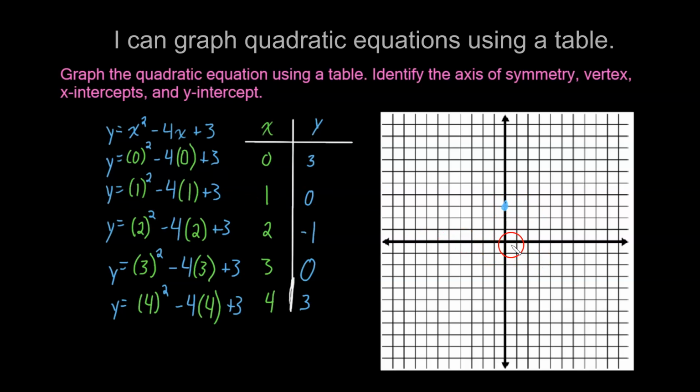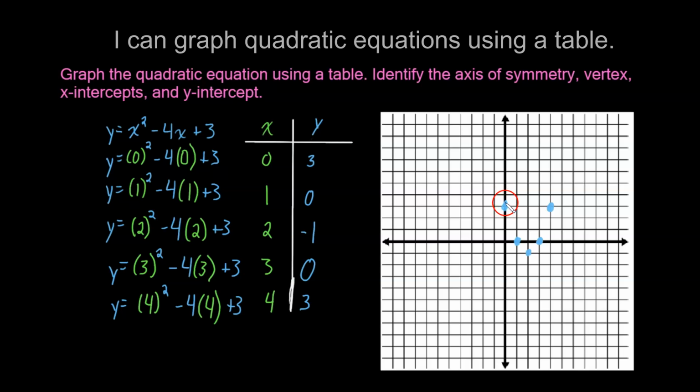And (1, 0), so an x value of 1, y value of 0. So right there would be that point. (2, -1), so 1, 2, and then down 1. (3, 0), so 1, 2, 3, and up 0, so right there. And (4, 3). So 1, 2, 3, 4, and up 1, 2, and 3. So these would be our points plotted.